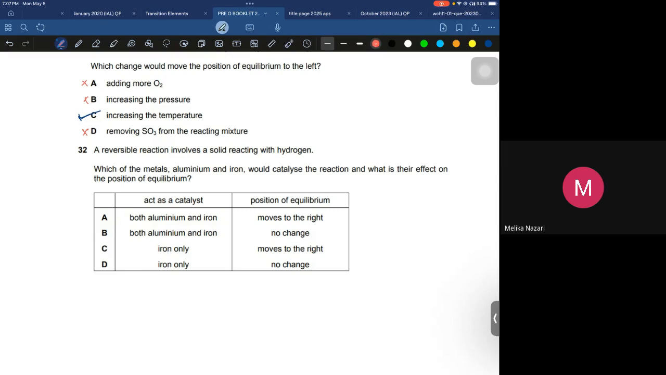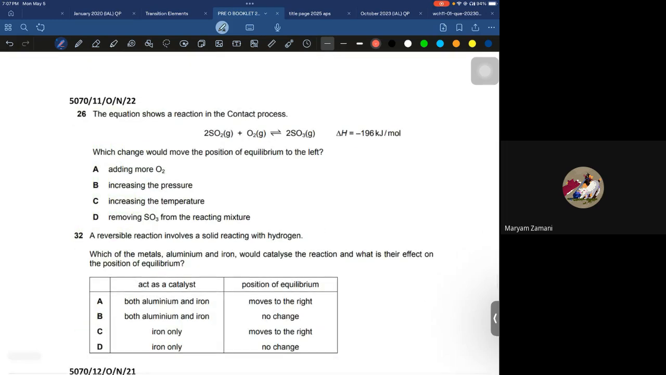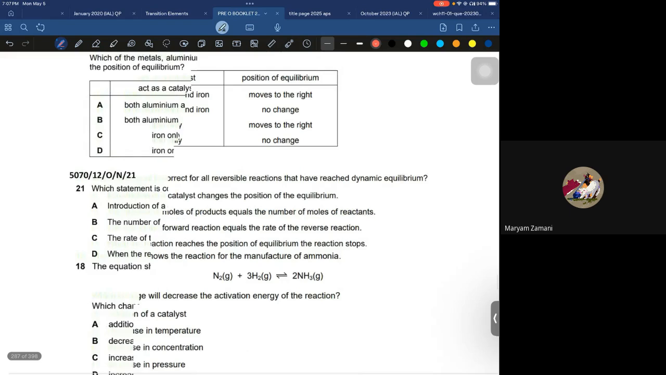So it may be C, it may be D. I told you a catalyst only changes the rate of reaction. It doesn't affect the equilibrium. So D is the correct answer: no change. Okay, this is a repeated question now.